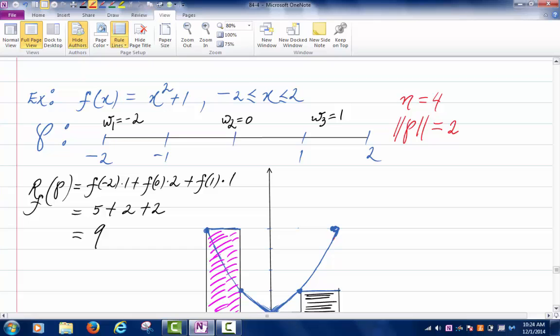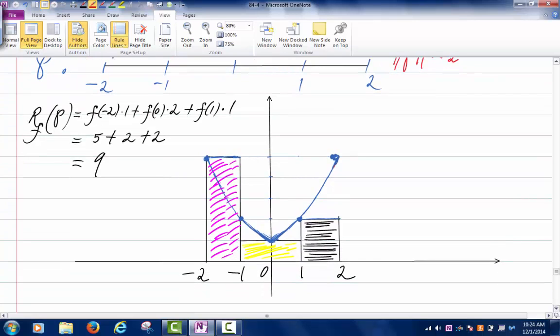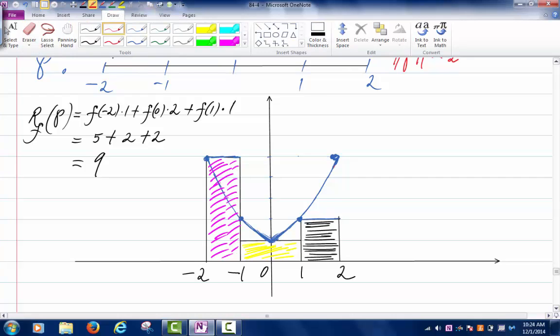Now, geometrically, what does this Riemann sum represent? Well, the blue curve, that's the graph of this function between -2 and 2. Okay. So remember, what are our sample points? Remember our partition points. The partition points were -2. Remember, the partition points were -2.